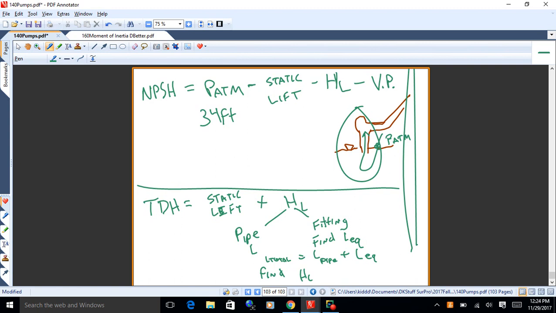That head loss, you've got to find essentially one term for the pipe, which is just the length of the pipe, and another term for the fittings, which is the equivalent length of the fittings. Okay, and what that is is L over D times D, right? So there are a few steps in getting the head loss for the fittings.